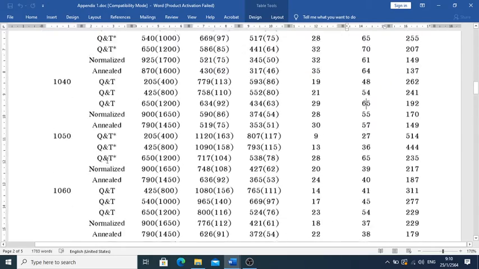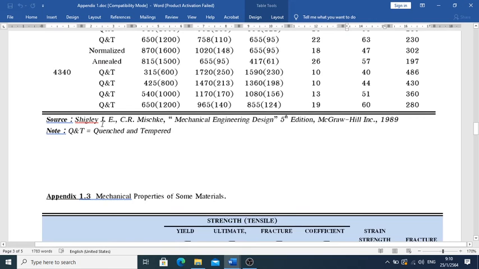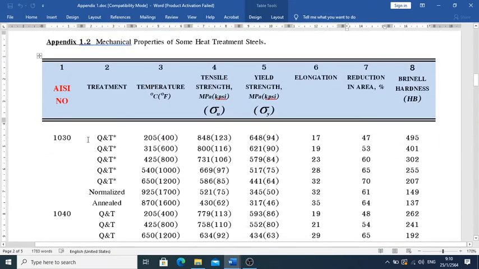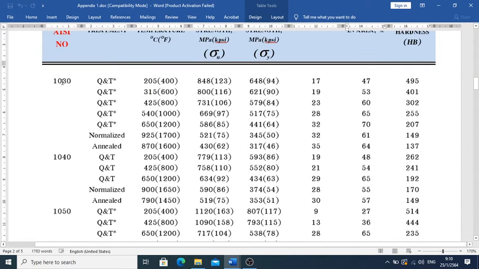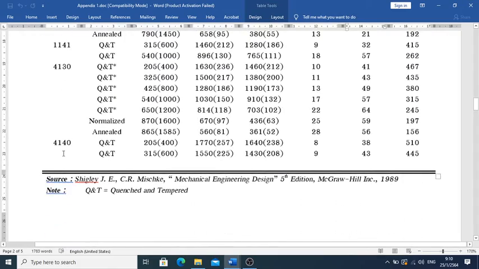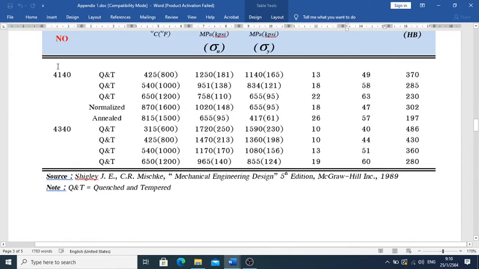And for this one, we put a footnote already. Sorry, that's C, Q and T, quench and temper. So that's AISI, number two, number three, sigma U, sigma Y, elongation, reduction, and Brinell hardness. This kind of steel is hard to find in Thailand.